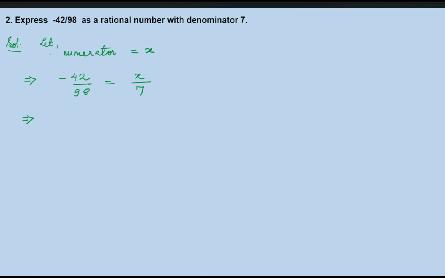Okay, again, let us keep this value alone. It means I'll keep x in the RHS itself. Okay, and I'll bring the 7 to left hand side. Okay, so on bringing that 7, the 7 will actually come and get multiplied with 42. Okay, and 98 will remain at its place. Okay, now let me bring this variable x to LHS, and this value will shift here, right? Okay, so minus 42 into 7 by 98.